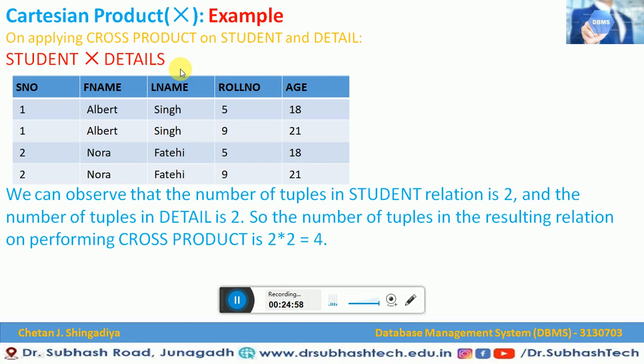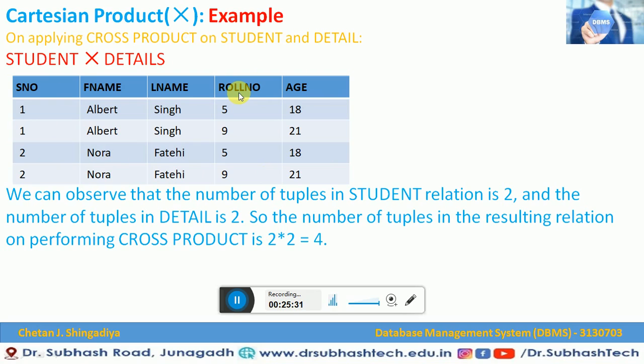Now after doing the cross product, we simply write down by merging both the tables. According to that, we have to write down each record once: 1 Albert Singh with roll number 5 and 18. Similarly, we write down the other record, 1 Albert Singh 9 and 21. So after doing this cross product operation, the total number of tuples that we are getting is 4.